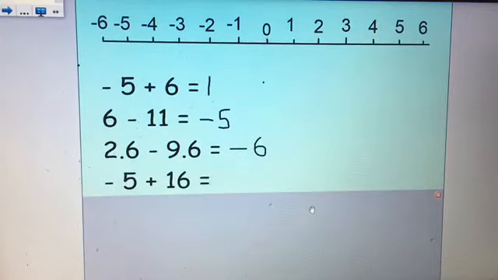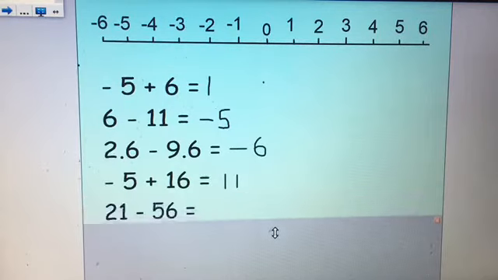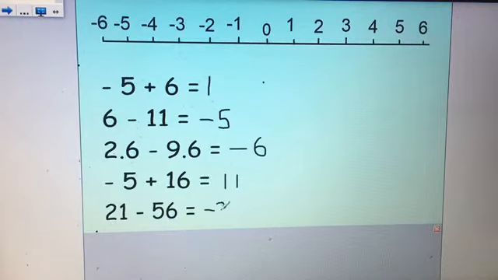Minus 5 add 16. Well, to get from minus 5 back to 0 is 5. Then you're going to have 11 left over. And last one, 21 minus 56. Well, I know the difference between 21 and 56 is 35. So it's got to be minus 35.